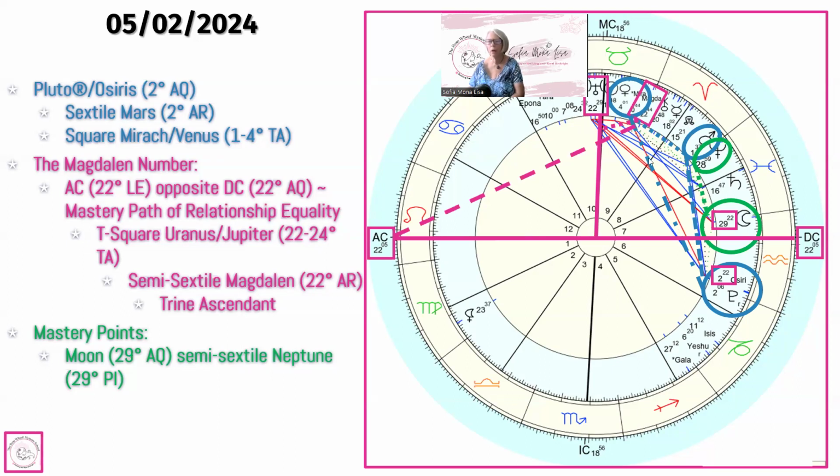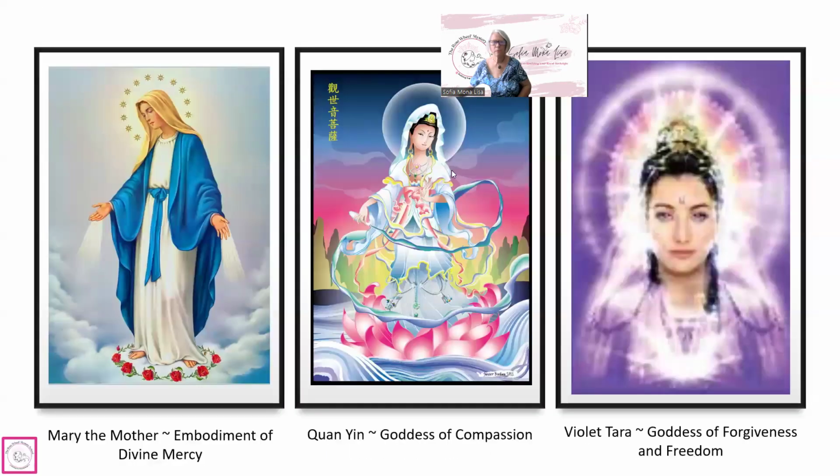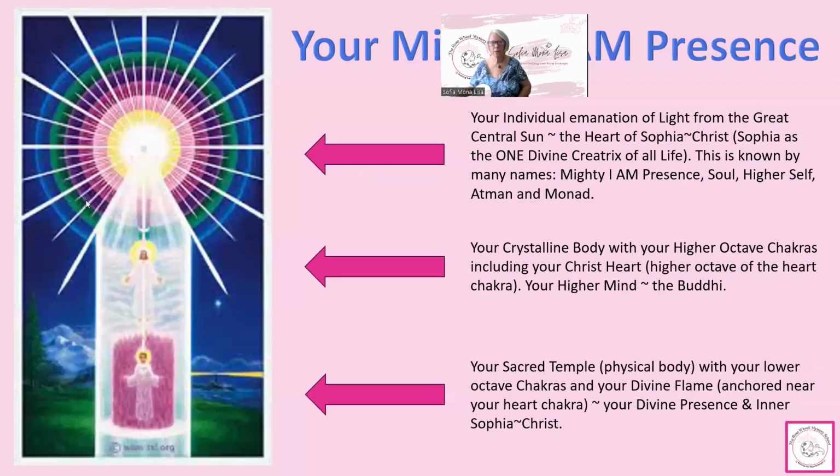Now, why did Chiron want me to make you aware of it? He's at 21 degrees. He's closely aspecting the Magdalene. He's bringing in that shamanic medicine of Aries, which is the self-love, capital S, the love from your higher self, that pure love. That's what Chiron is bringing in.